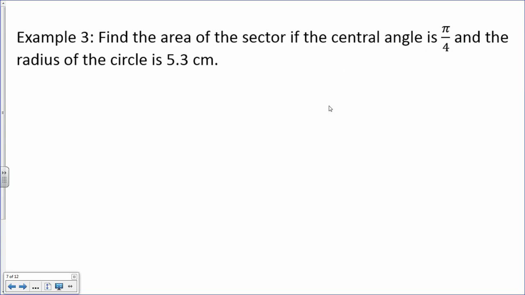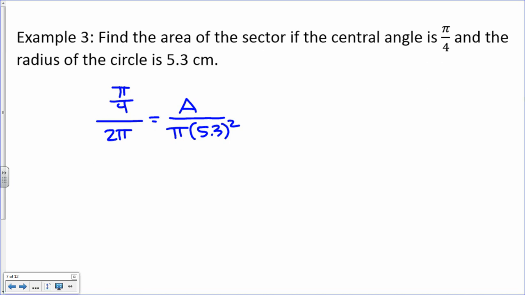Okay, this is a similar problem, but now it's sector area. So go ahead and write it down and give it a try. See how it goes. And then unpause it when you're ready to talk about it. With this, your central angle is pi over 4, so that is in radians. So I'm going to do pi over 4 over 2 pi equals, again, I want area of a sector, so I'm selecting my area formula, the pi times radius squared, and your radius is 5.3 squared.